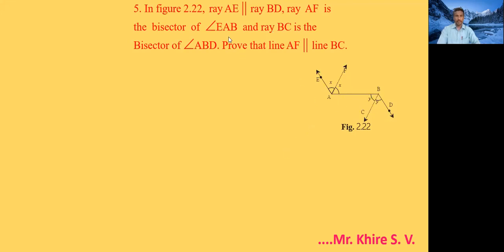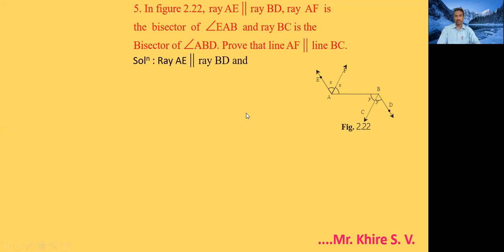Here, ray AE is parallel to ray BD. These are two rays with endpoints A and B. AE and BD are parallel. AF is the angle bisector of angle EAB. Similarly, ray BC is the angle bisector of angle ABD. We have to prove that line AF is parallel to line BC.